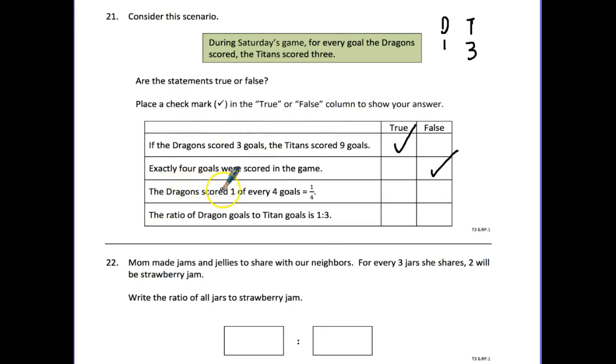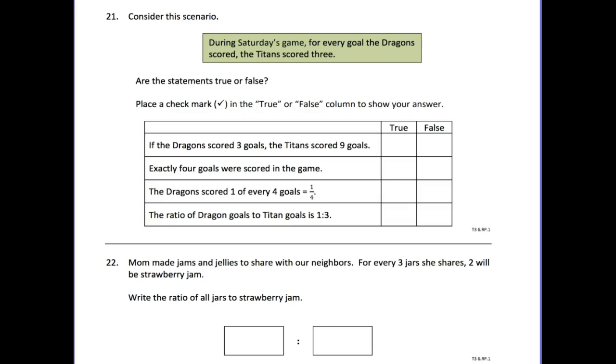The Dragons scored 1 of every 4 goals equals 1/4. No, that is not a true statement. The ratio of Dragon goals to Titan goals is 1 to 3. And that is a true statement. Okay, so hopefully you got all of those correct.